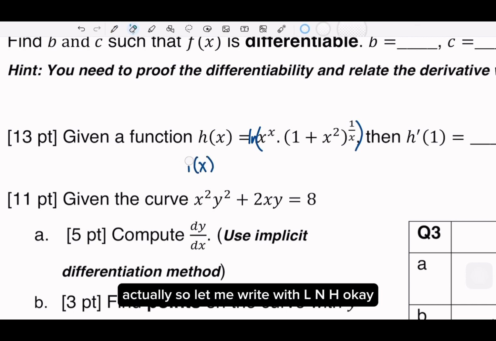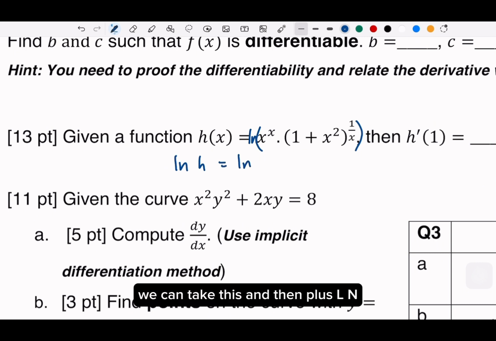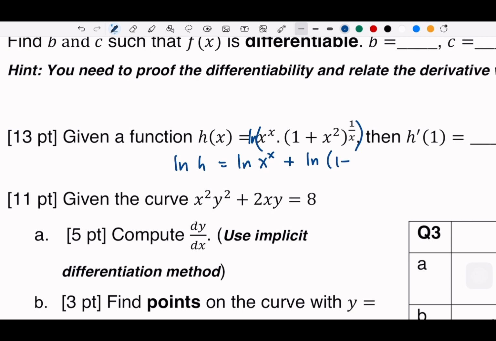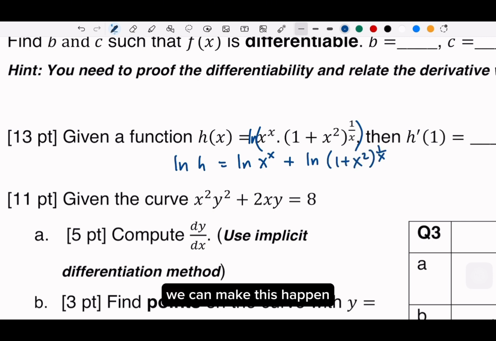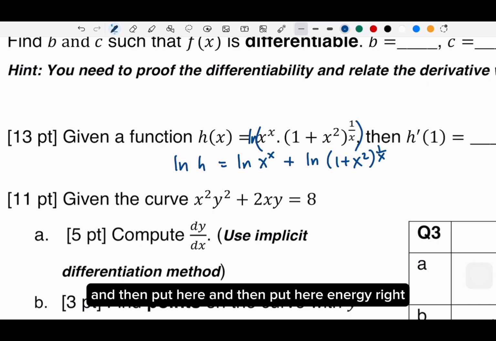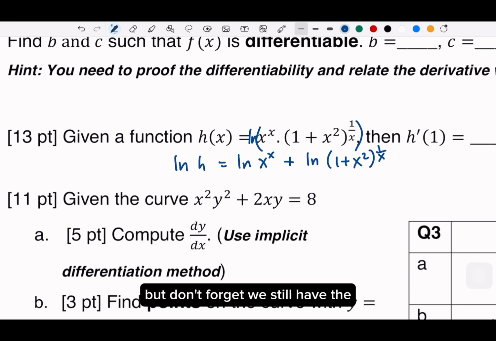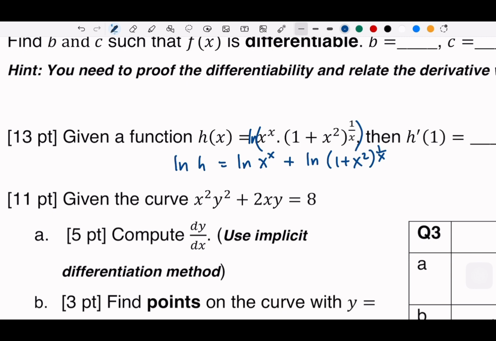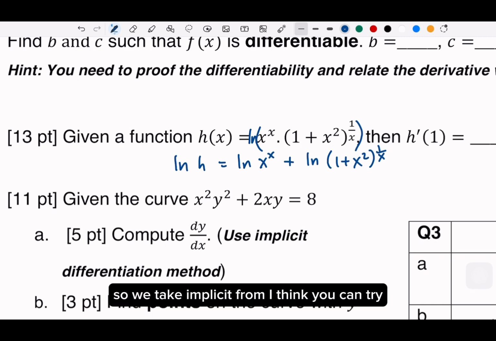actually, let me write with ln h, okay. We can take this and then plus ln. Is this helpful? We can make this happen, and then put here, and then put here, and then derive. I think it will be helpful, right? But don't forget, we still have the ln here. So we take implicit from here. Okay, I think you can try.